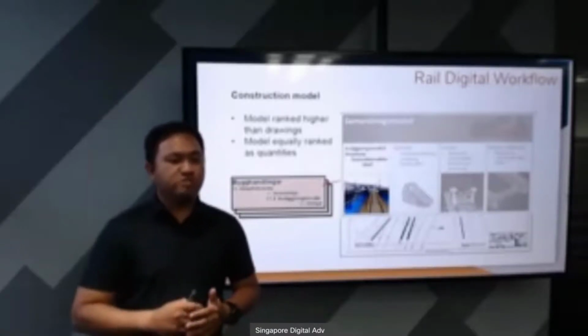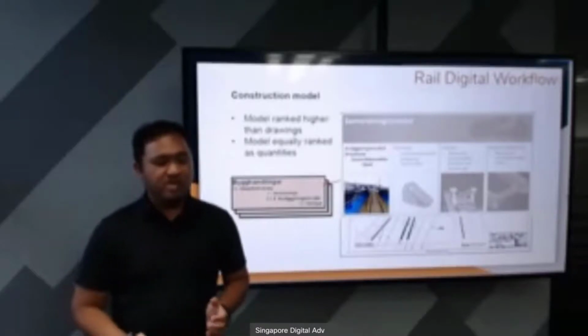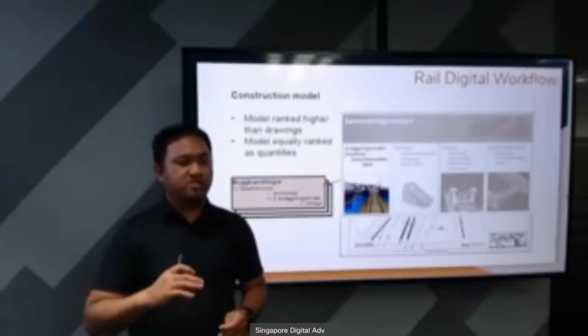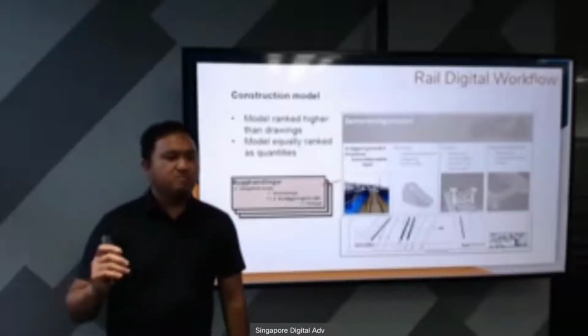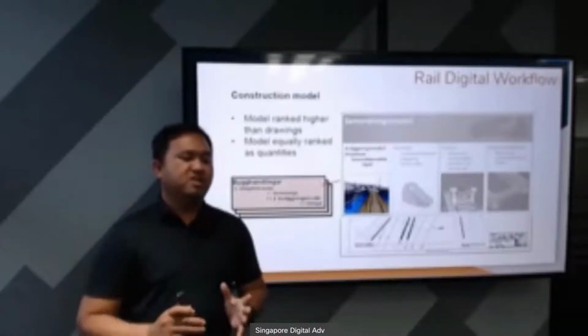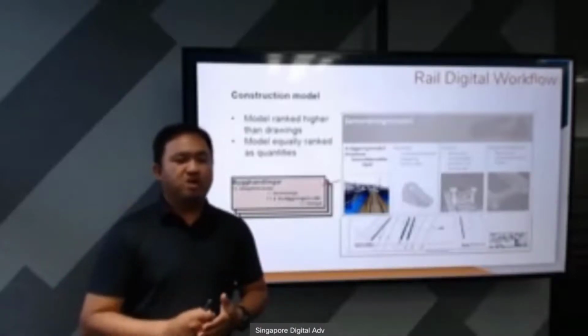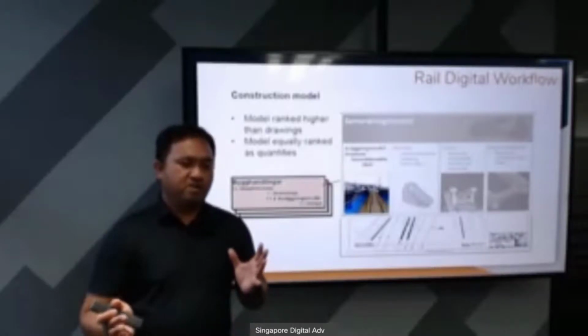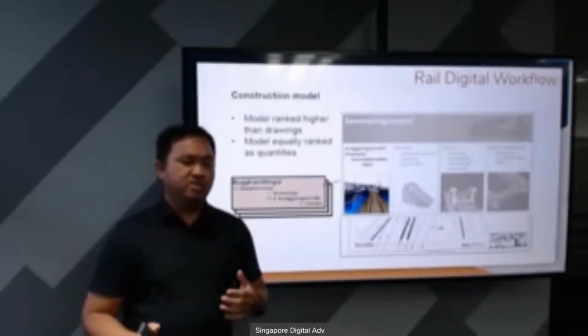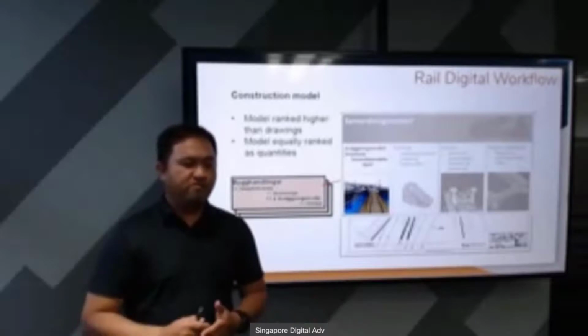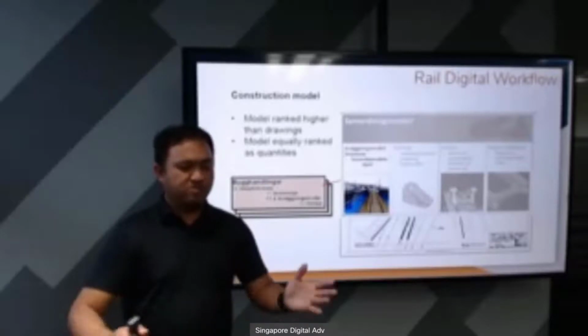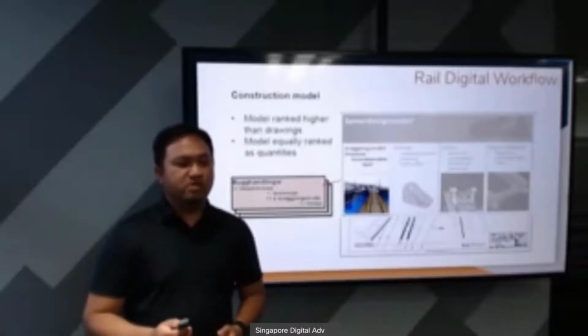The model is equally ranked as well as quantities. Reason being is that the quantities is actually generated directly from the model. So the BOQ elements, whatever is in the BOQ, how many cubic meter of soil to be extracted, or how many square meter of slab to be put in, is actually generated from the model itself.